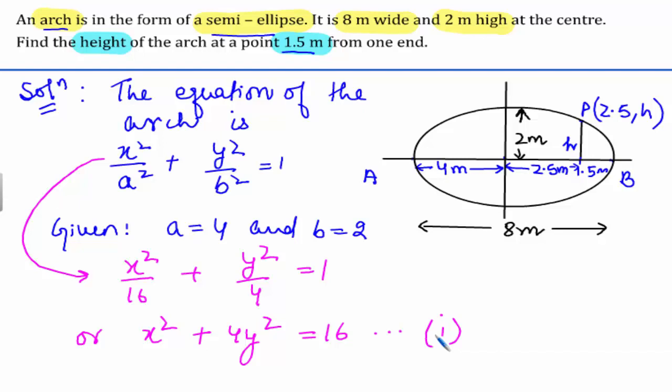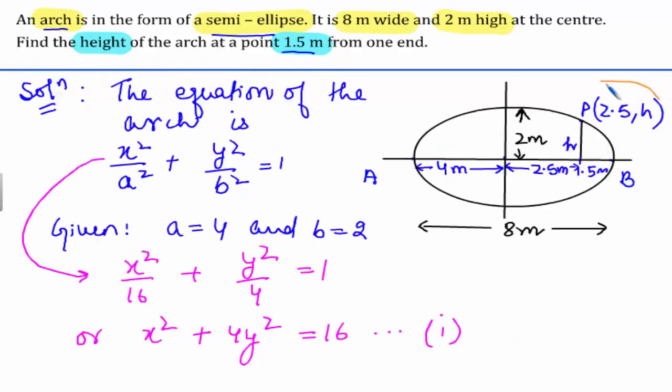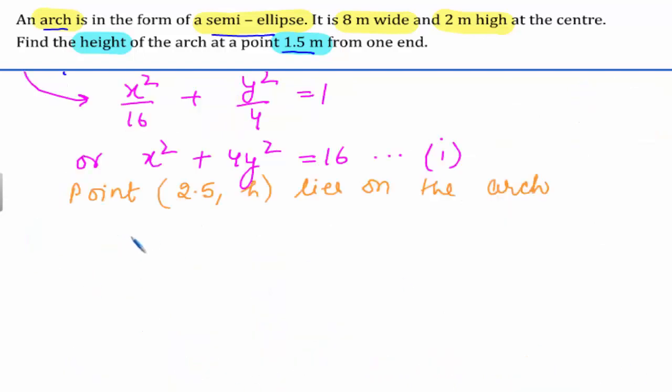Point P, which is this point, lies on the arch. That is, the point with coordinates 2.5 and h lies on the arch. That is, this point will satisfy equation 1. So replacing x by 2.5 and y by h, we can get the value of h.